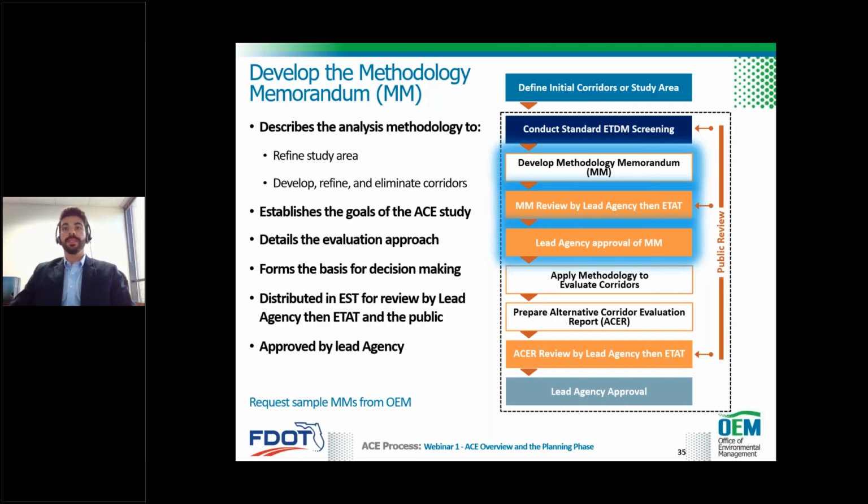The approach should describe the specific data used, such as GIS layers and analysis technique. The evaluation is similar to a PD&E study, but less detailed and at a conceptual stage. So the ACE study is essentially used to evaluate the purpose and need, potential environmental impacts, engineering factors such as construction costs and utility impacts, and public and stakeholder input. The methodology memorandum must detail the criteria to eliminate corridors and what decisions are to be made, such as new corridors. Once the methodology memorandum is prepared, it's provided to the lead agency for their first review. Subsequently, it is uploaded to the ETDM environmental screening tool for input from the ETAT and the public. And once all comments have been resolved, the methodology memorandum is ready for approval by the lead agency.